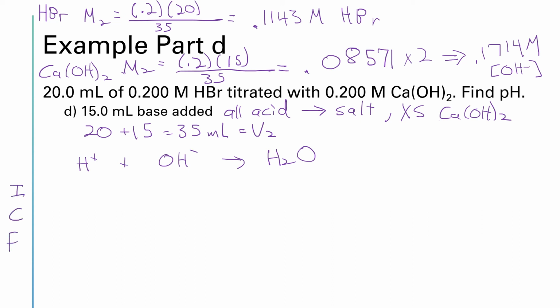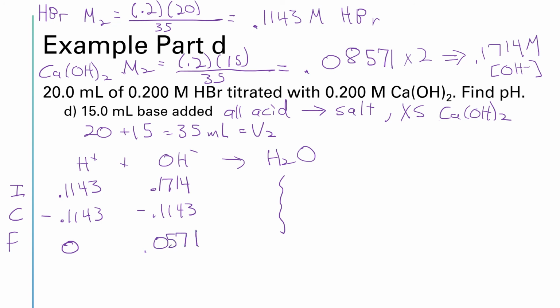If we set up our ICF table, initially for the acid we have 0.1143 molar. Initially for the base we have 0.1714 molar. We'll squiggle out water. The acid now is smaller, making it our limiting reagent. So the change will be 0.1143 minus 0.1143. So that gives us 0 for the acid and 0.0571 for the base. Now we can't just take minus log, or well we will, but that's not going to give us pH. It'll give us POH because this value right here corresponds to hydroxide ion.